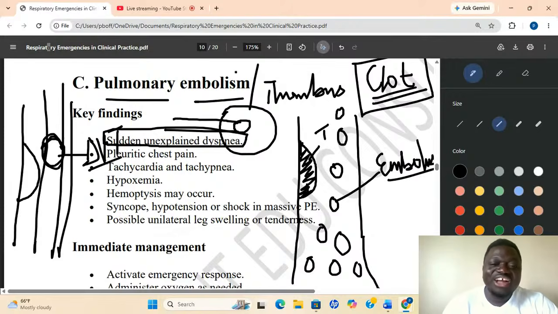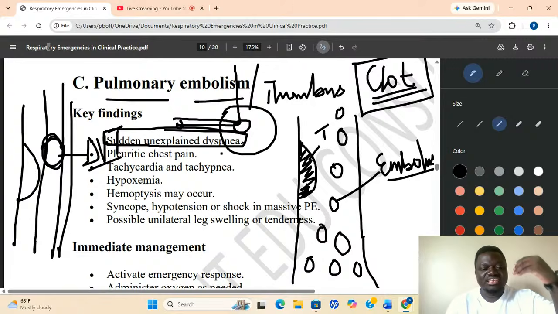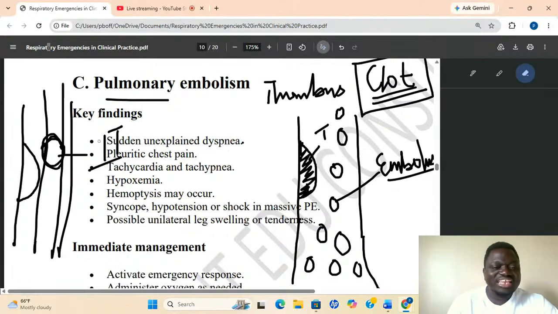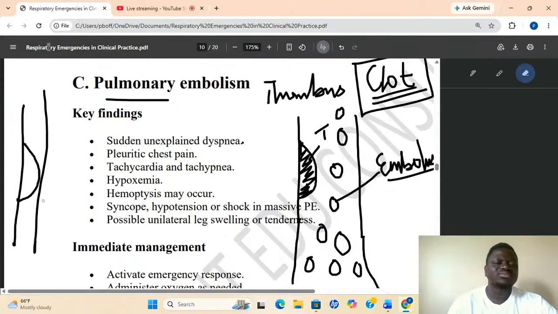It is not allowing any oxygen to go down. Okay, the patient will be having what? Unexplained dyspnea. Unexplained. This is where their journey starts from. Okay, this is where their journey starts from.